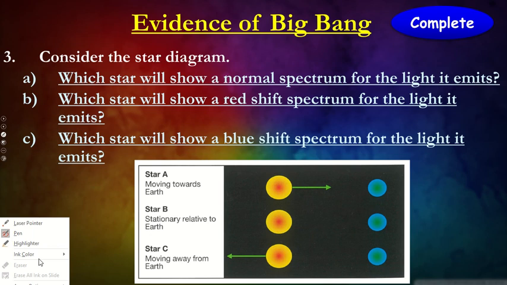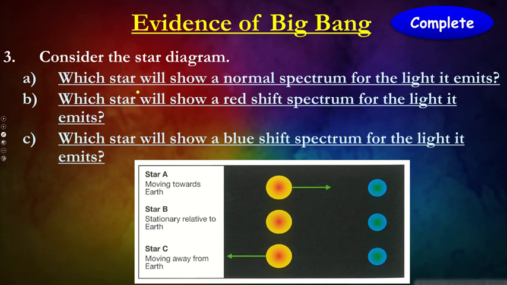Okay, next question we have is which star will show a normal spectrum of light? In this case, B, because it's stationary. Question B here, where will we see the redshift? So redshift is when the star is moving away from us, so star C. And which star will show a blue shift spectrum for light? That would be A, because it's moving towards us.